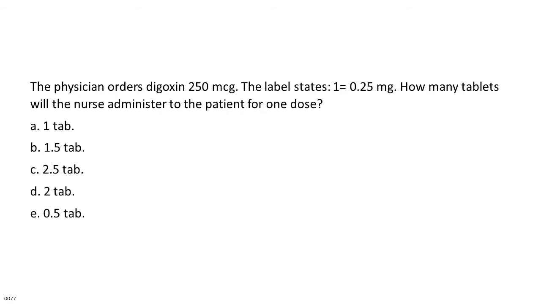The physician orders digoxin 250 microgram. The label states 1 tab equals 0.25 milligrams. How many tablets will the nurse administer to the patient for 1 dose? A. 1 tab. B. 1.5 tab. C. 2.5 tab. D. 2 tab. E. 0.5 tab.